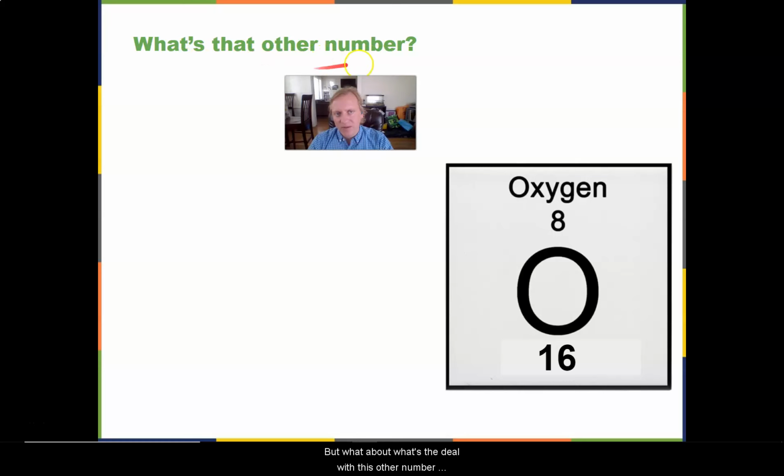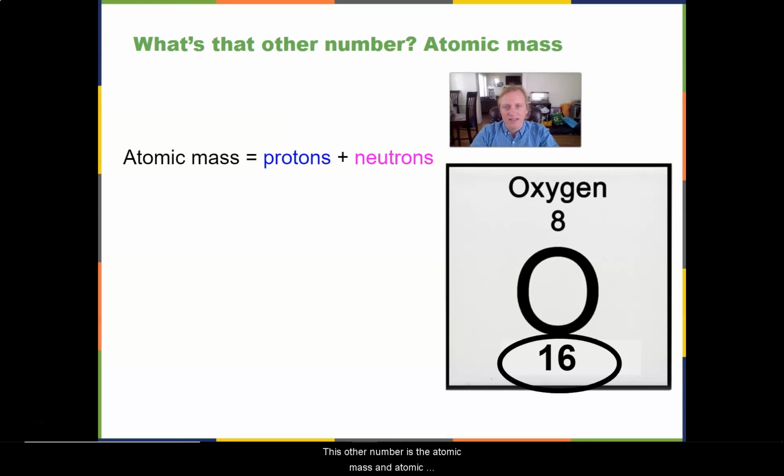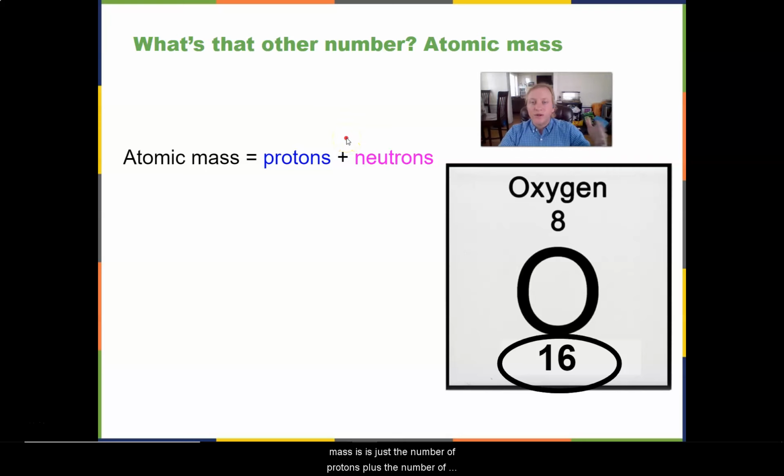But what's the deal with this other number here? That other number, this one I circled, is the atomic mass. What the atomic mass is, is just the number of protons plus the number of neutrons in a particular element. So you already know how many protons it has, right? It has 8, because if it had 7, it would not be oxygen anymore. It would be nitrogen, right? So we know that this atom of oxygen has 8 protons because it's an atom of oxygen. So then how can we go about figuring out how many neutrons it has?